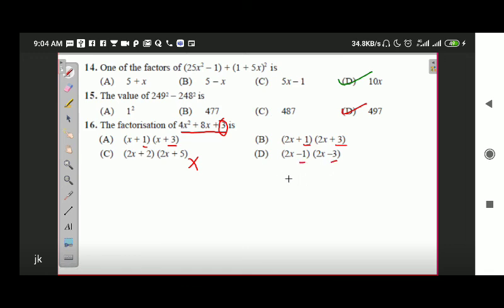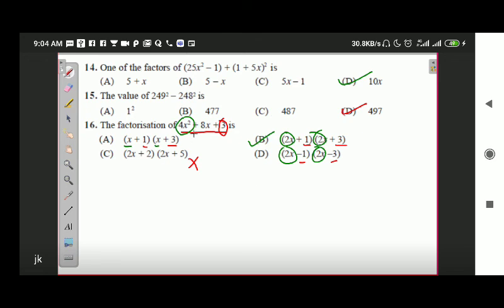Okay. After that, you multiply the first two terms of both the brackets, this and this, which should be multiplied to get 4x square. So this is x square. This is 4x square, correct? This is 4x square. Okay. Now, out of B and D, which one can be the correct answer? B will be the correct answer.